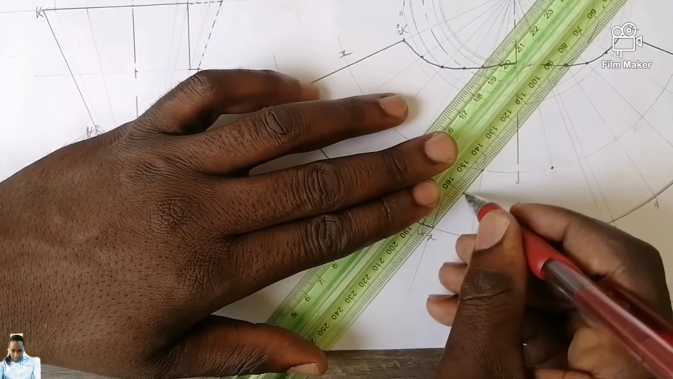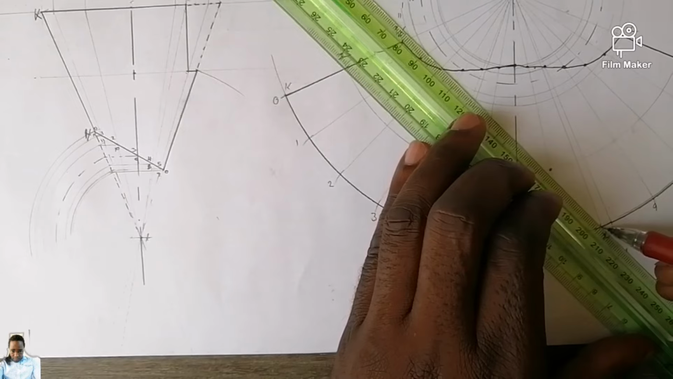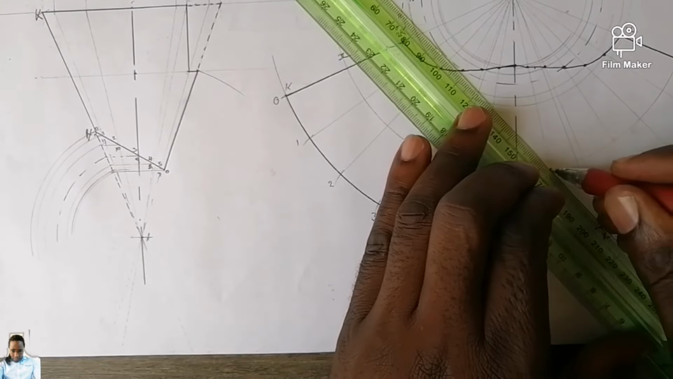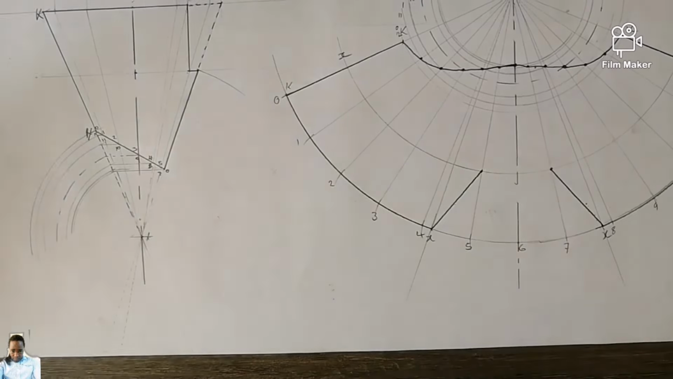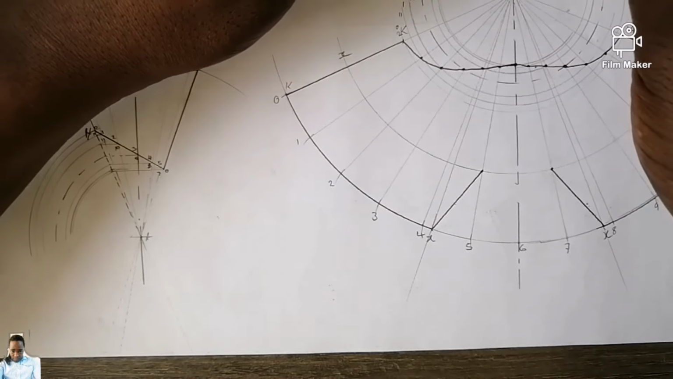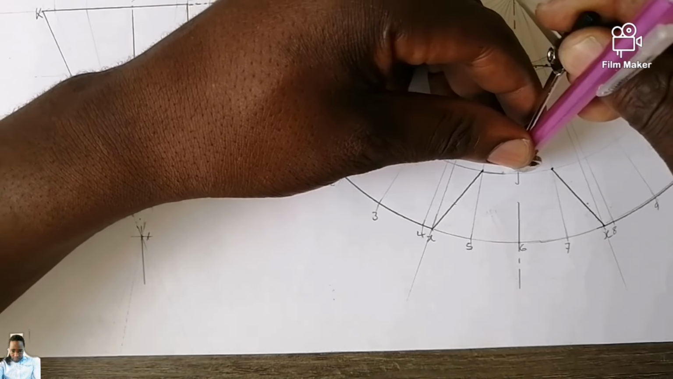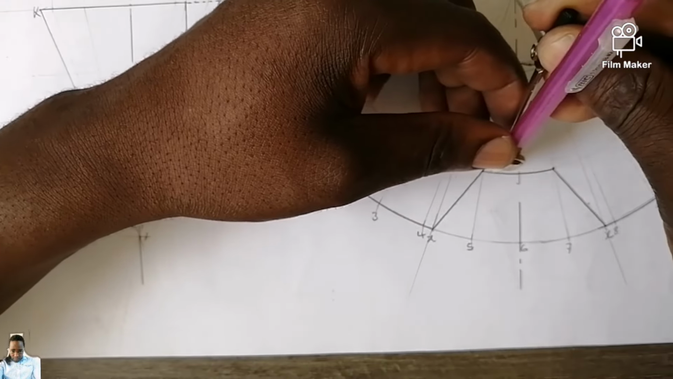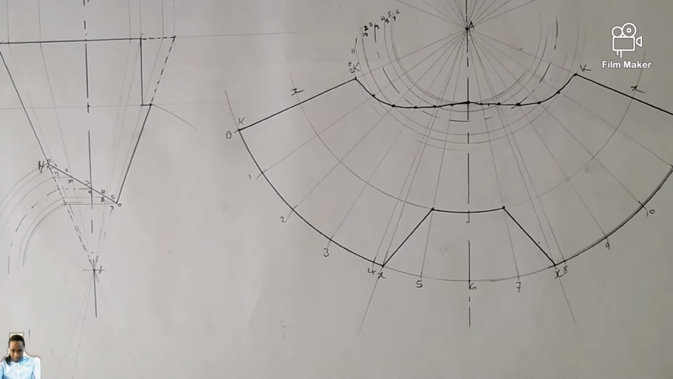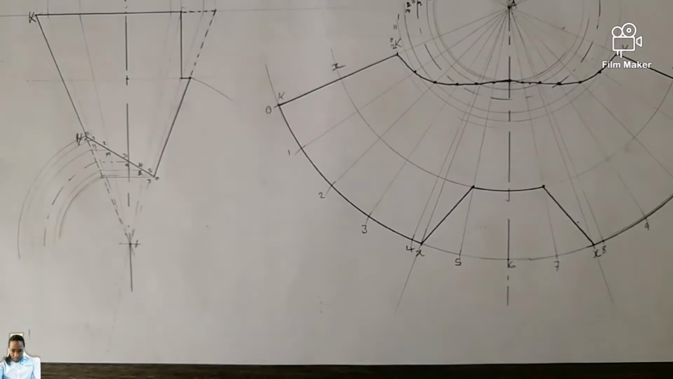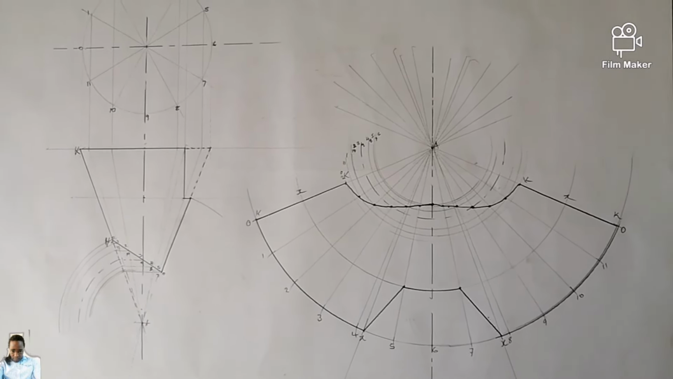So now from X to this point is a straight line like this. And from X of this other side to that point, it's a straight line again there. Then from here till there is not a straight line. Like this you go. So that's how you develop this cone cut at an angle of 30 on the upper part. So that's how you go about it.